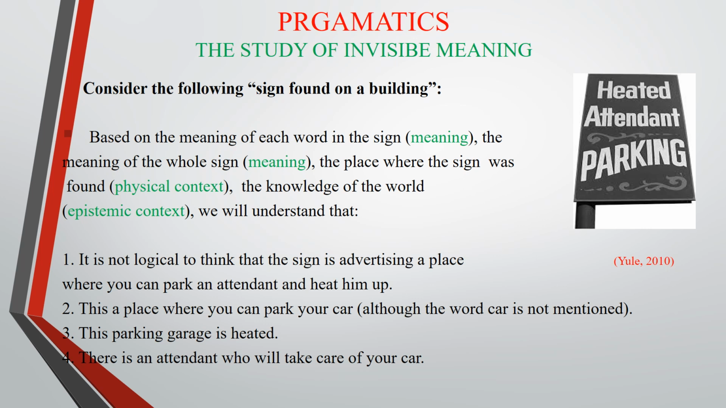and the knowledge of the world, the epistemic context, one will be able to understand that, number one, it is not logical to think that the sign is advertising a place where you can park an attendant and heat him up. Number two, this is a place where you can park your car, although the word car is not mentioned in the sign. Number three, this is a parking garage, and this parking garage is heated. And number four, that there is an attendant, a parking attendant, who will take care of your car.